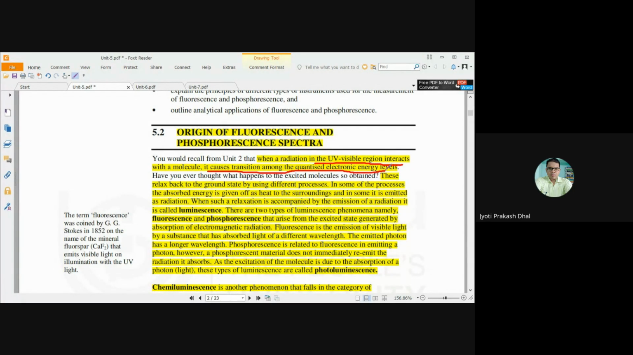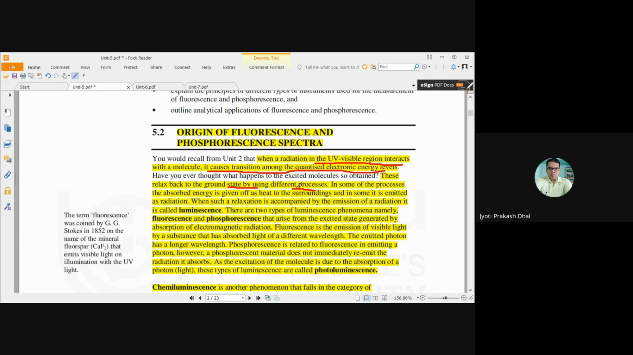When electromagnetic radiation interacts with molecules of a sample, the electrons present in different quantized electronic energy levels will undergo transition. When an electron moves from the ground state to an excited state, the molecule is in an excited state. We know that the lifetime of electrons in the excited state is very short, so they relax back to the ground state using different processes.